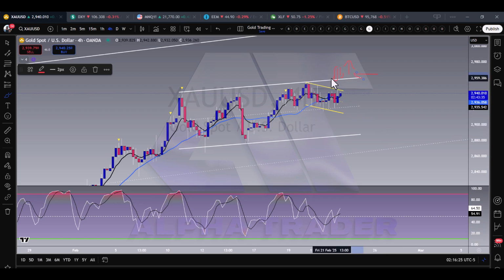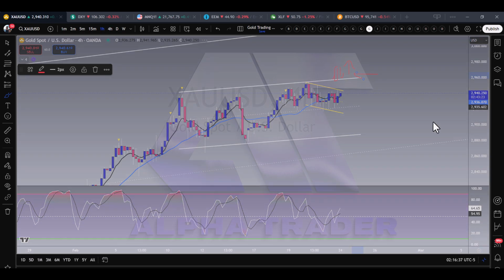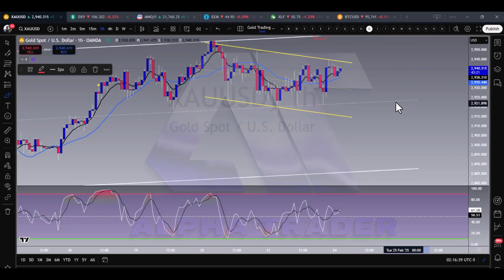So when we have a breakout, we want to wait for that pullback first and then take the trade. That's what we're trying to figure out. Is it going to build up steam here to break out? Now, as we go down into the 1-hour chart, we're looking at this channel line right here.